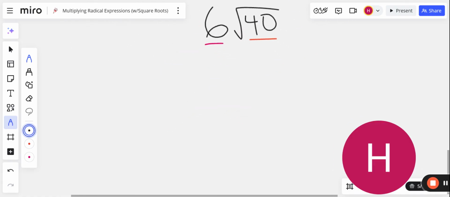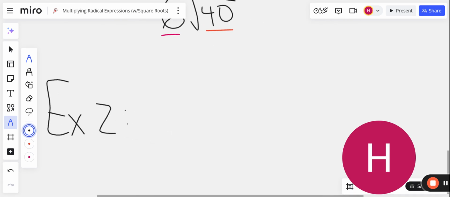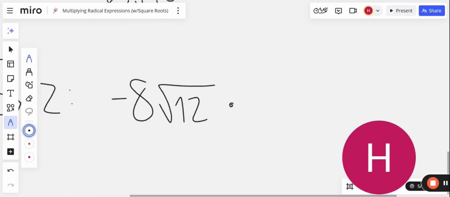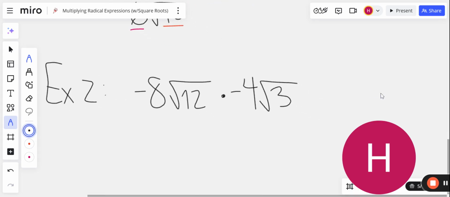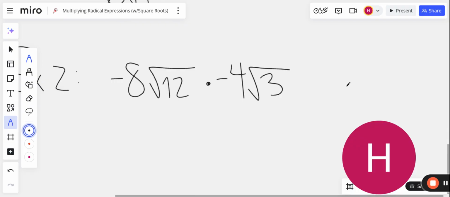Okay, so here's one for you to try. I'm going to give you negative 8 square root of 12 times negative 4 square root of 3. Let's see how you do with that. Go ahead and pause the video. Give yourself about 45 seconds to try it. Don't take too long. If you get stuck, you can just resume the video and we'll see how it goes.